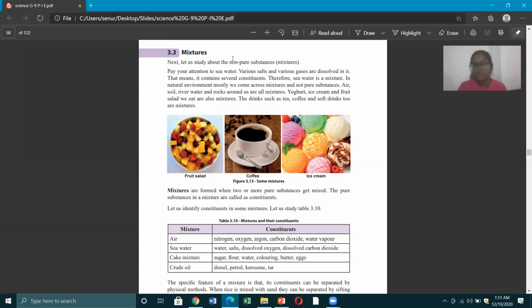Just think about seawater. Seawater has different kinds of salts and different gases dissolved in it. So if you take NaCl, it is in seawater. Then oxygen is dissolved, carbon dioxide is dissolved, different kinds of salts and gases are dissolved. Like a pickle. Even though you can't see it, that is what a mixture is. So that means there are several constituents.